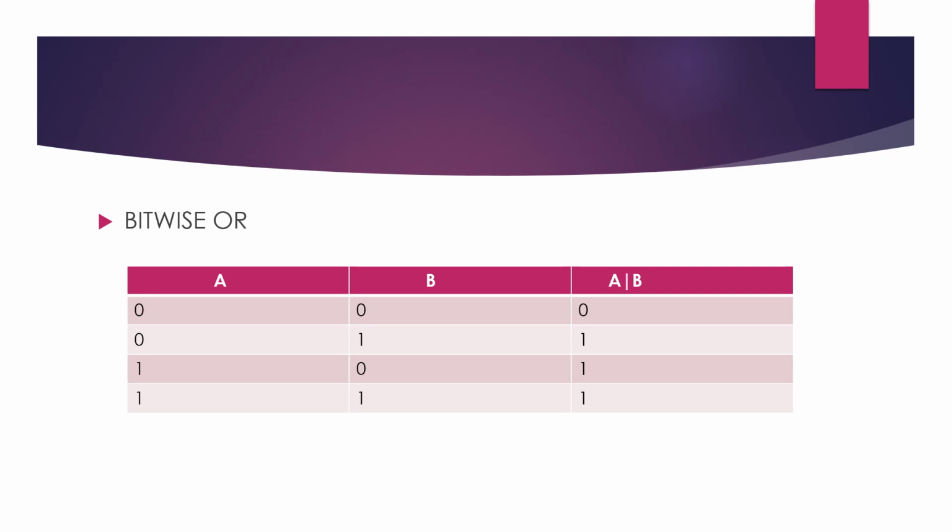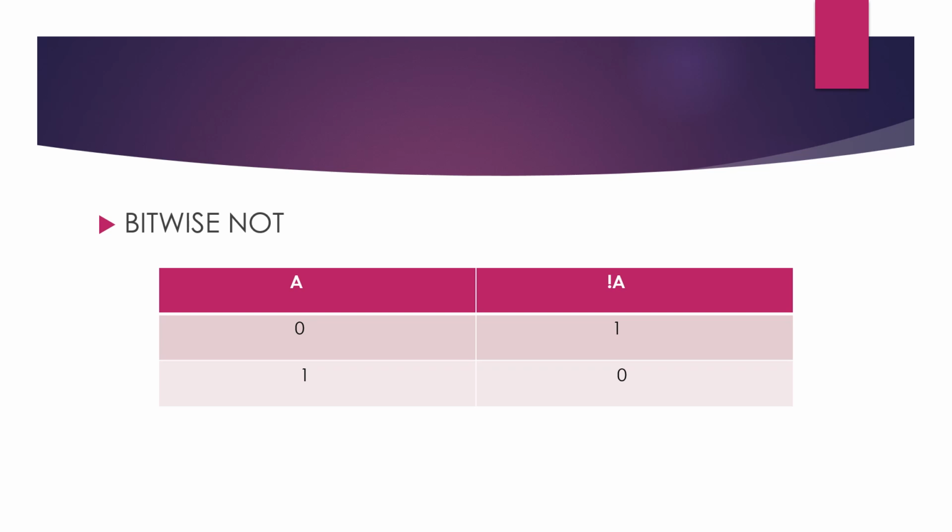Next we have the bitwise OR operator. The bitwise OR operator is just like the logical OR operation. We can see the truth table here. It is nothing but if one of the inputs is true, the output will also be true, and if both of the inputs are false, then only the output will be false. So here we can see the truth table: 0 0 will return 0, 0 1 will return 1, 1 0 will return 1, 1 1 will be 1.